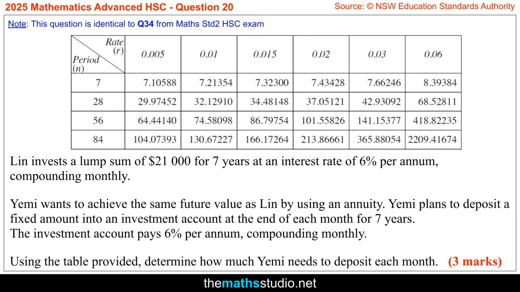Question 20. The table shows future value interest factors for an annuity of $1. Lynn invests a lump sum of $21,000 for 7 years at an interest rate of 6% per annum, compounding monthly. Yemi wants to achieve the same future value as Lynn by using an annuity. Yemi plans to deposit a fixed amount into an investment account at the end of each month for 7 years. The investment account pays 6% per annum, compounding monthly. Using the table provided, determine how much Yemi needs to deposit each month.